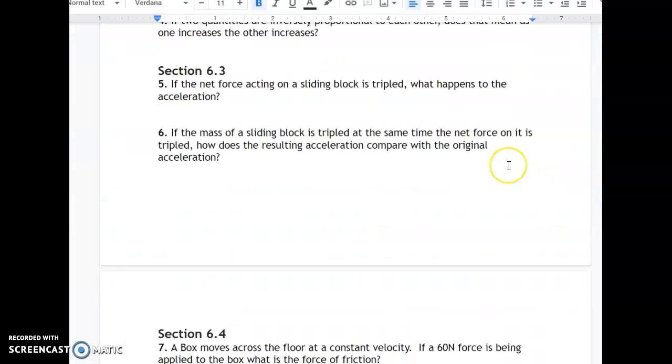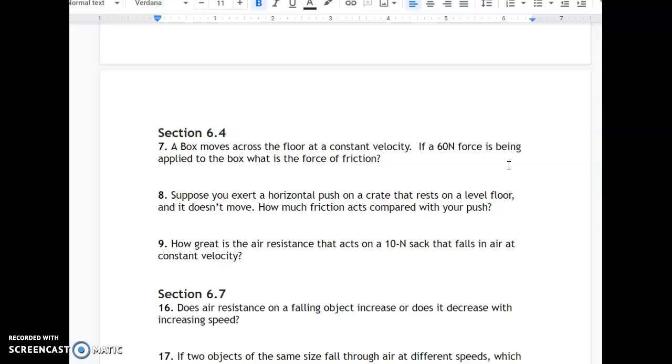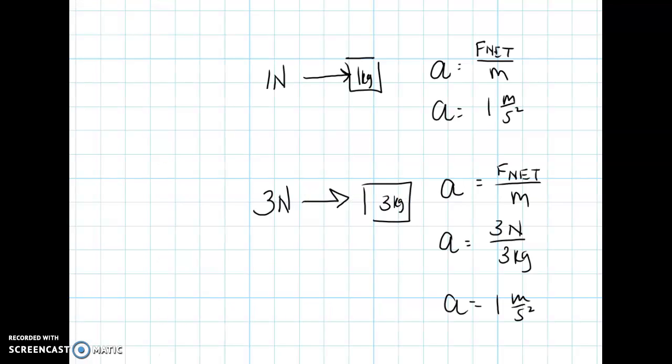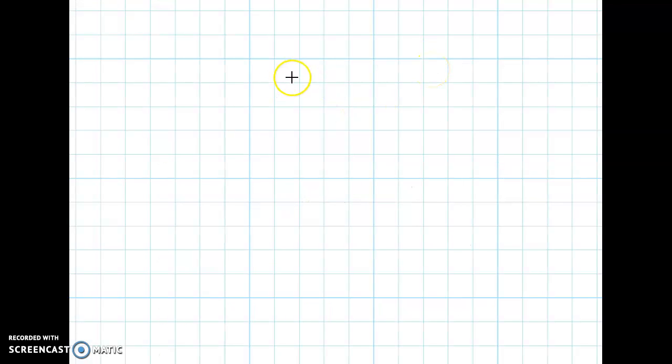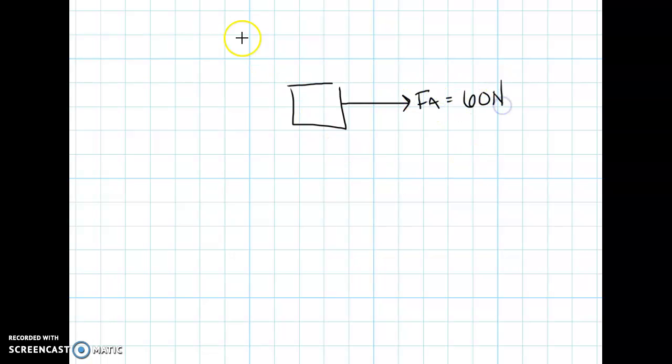So section 6.4, number 7: a box moves across the floor at a constant velocity. If a 60 Newton force is being applied to the box, what is the force of friction? So again, let's draw a picture. So we have this box. We're not sure what mass it is, but it's not really needed for this problem. So we have a force applied of 60 newtons. And we were told that this block is going at a constant velocity.